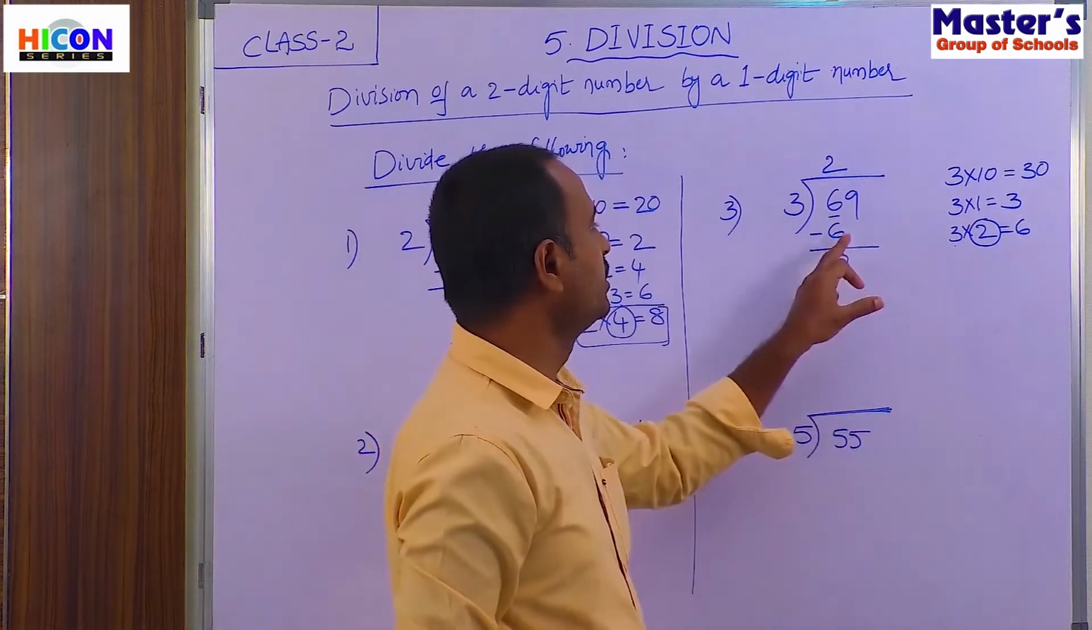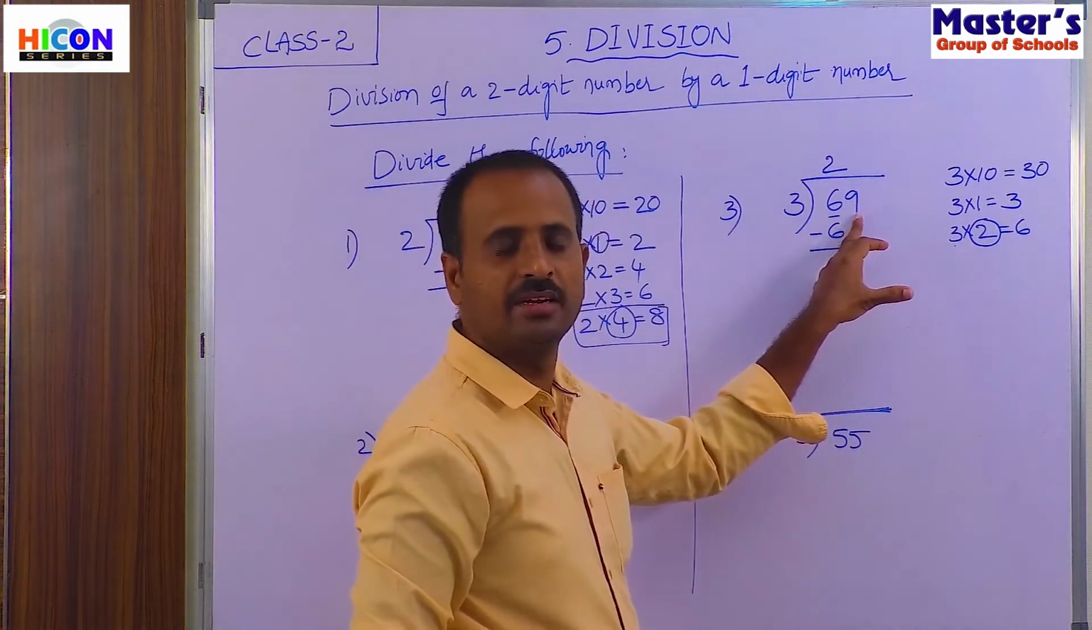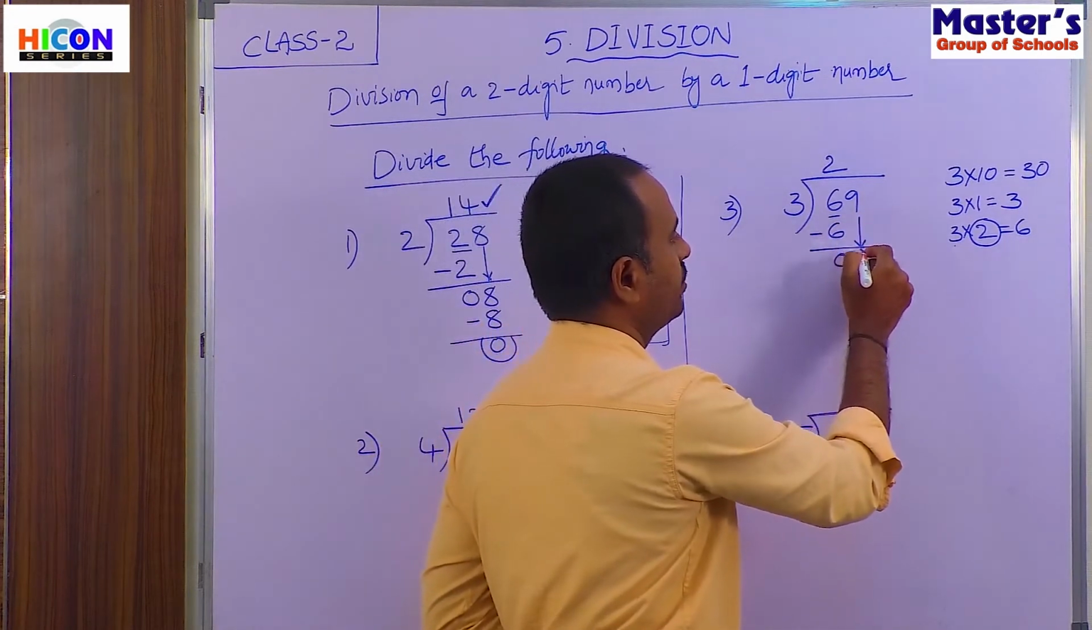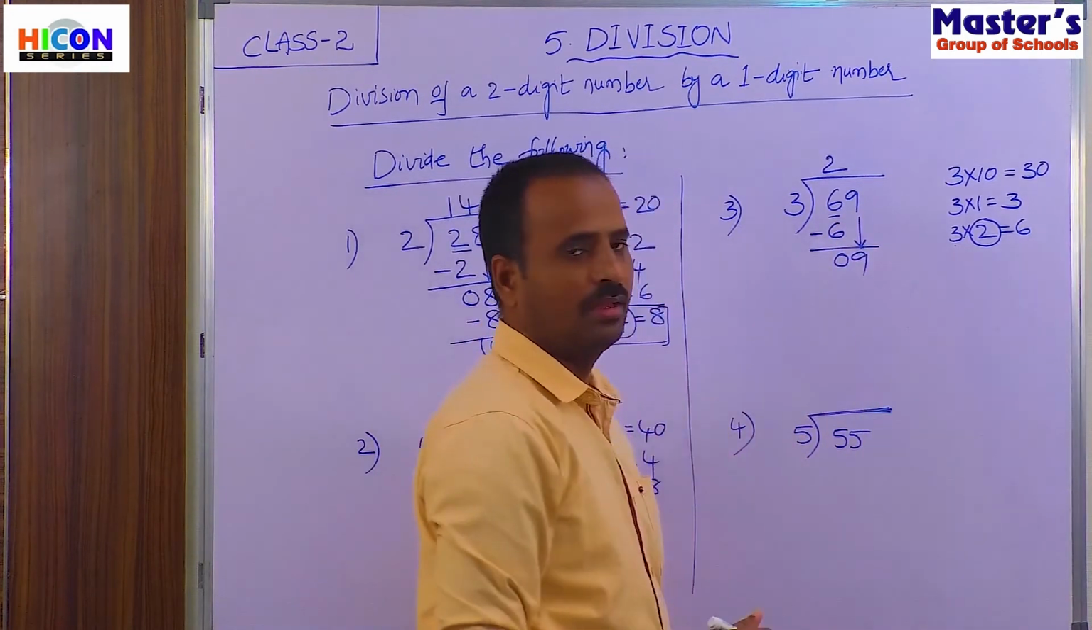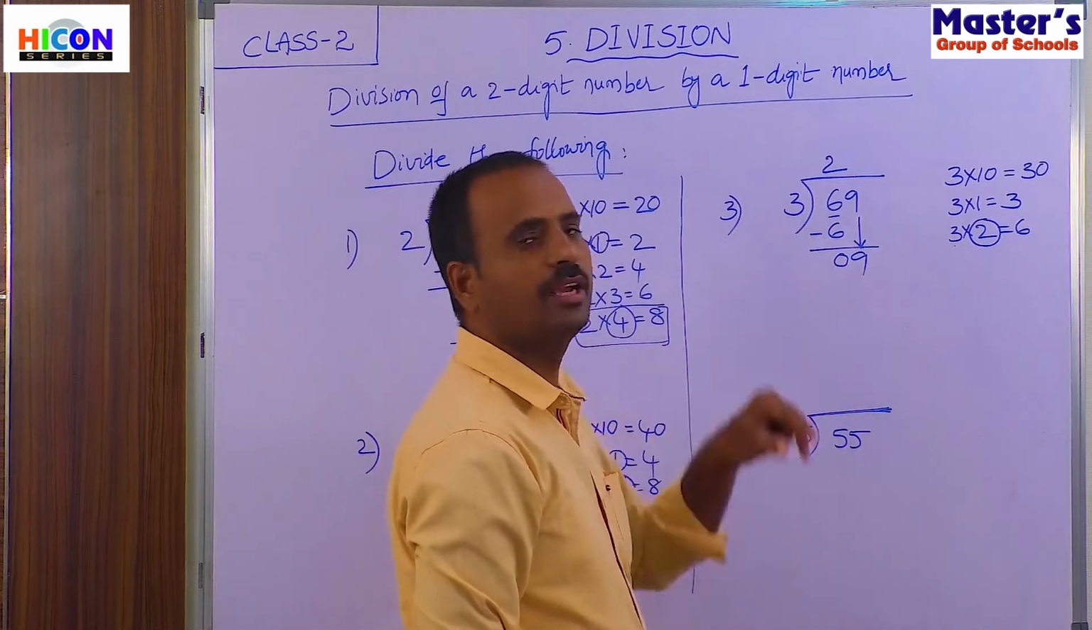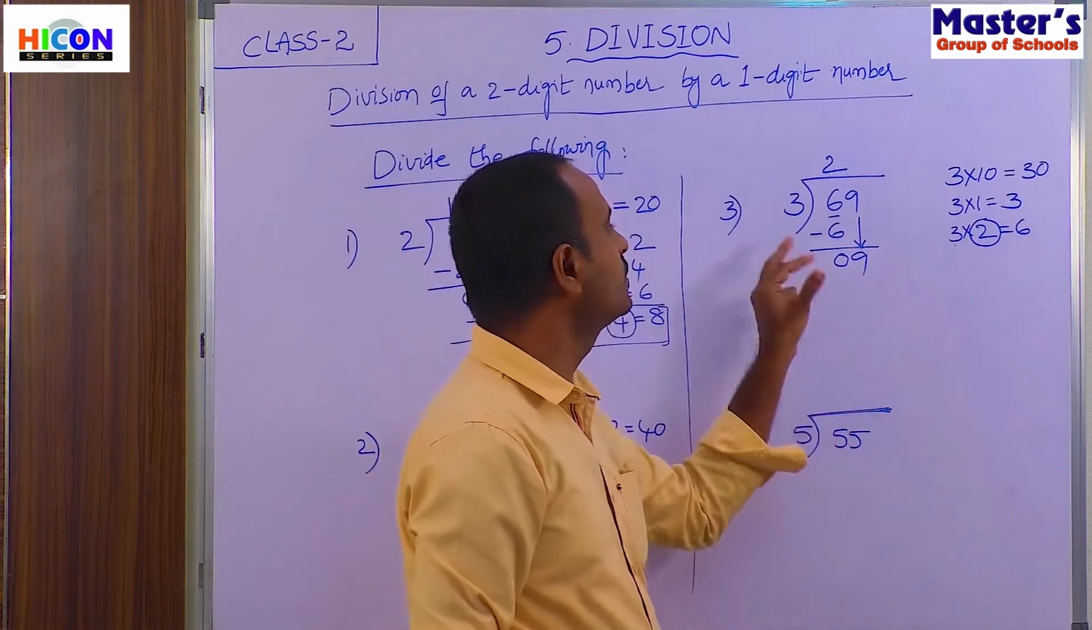And there is one more digit in the 69. What is the next digit? 9. So bring down the second digit. So bring down 9 here. Again, let us find when the number 9 comes in the third table.